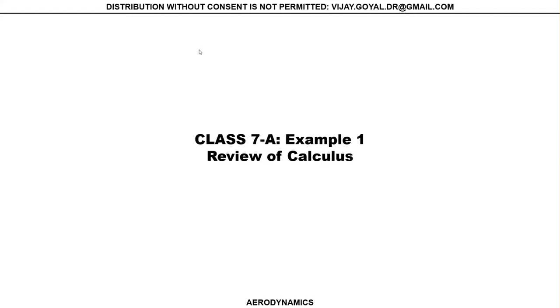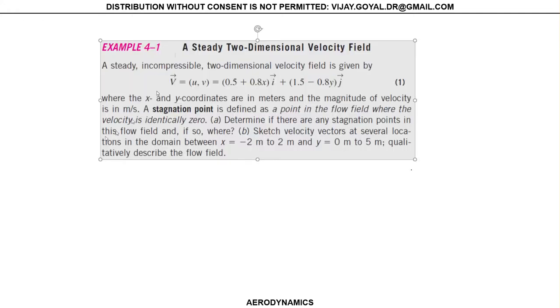Let's review some of the concepts of vector calculus using an example. Let's suppose for this particular problem, we have the following description. Okay, you may want to pause and take notes of this particular problem. You can write this example.